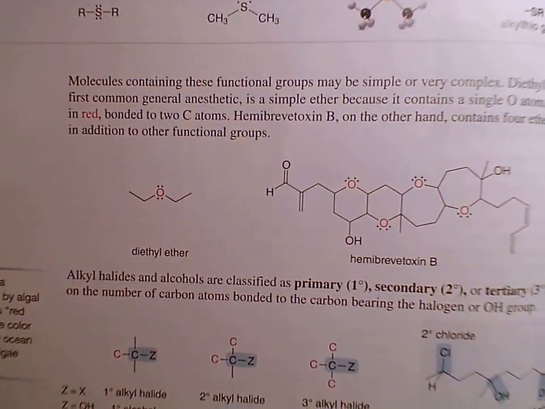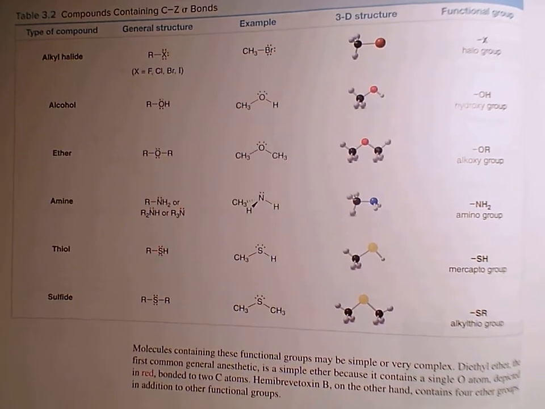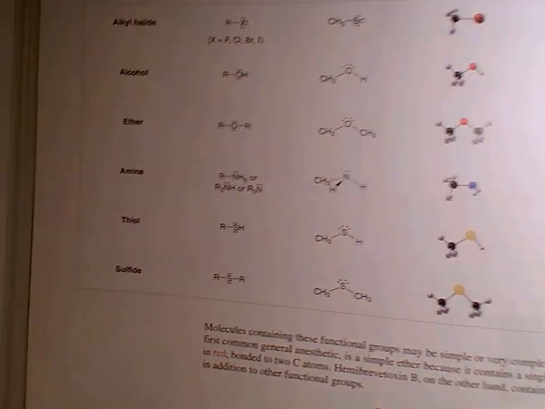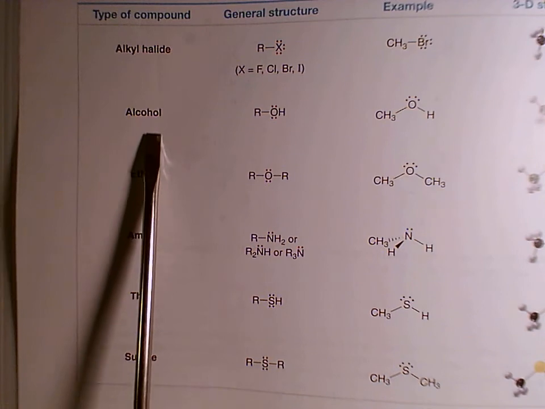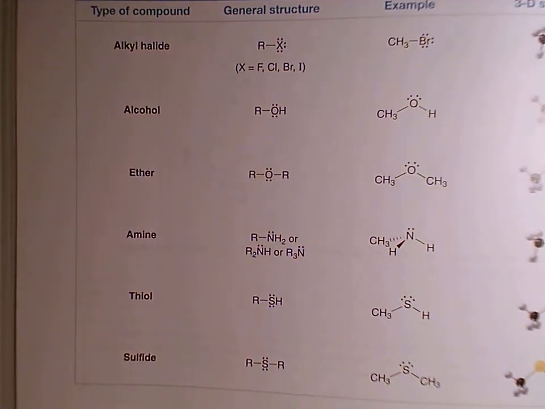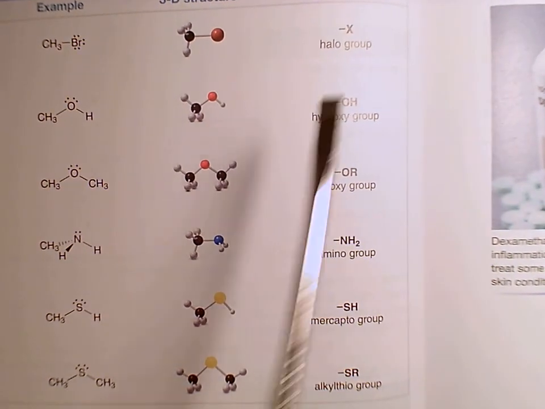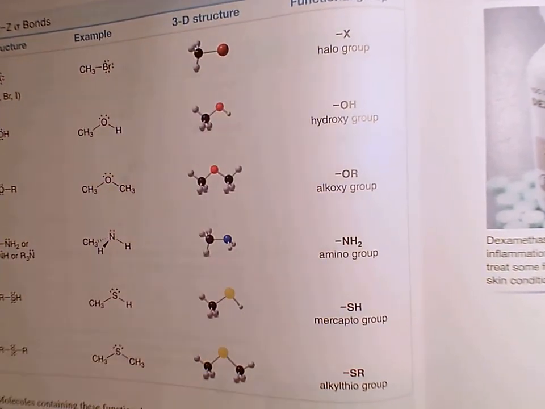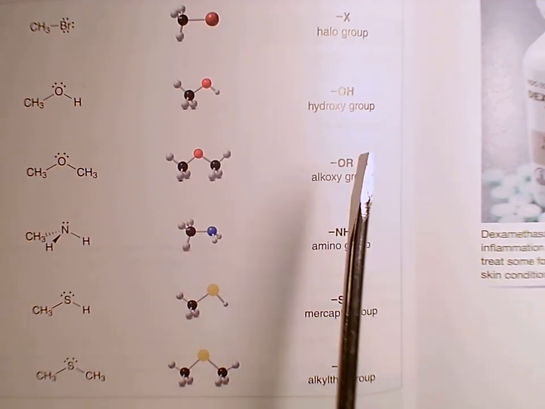Table 3.2, we start getting into other functional groups here. The alkyl halide, alcohol, ether, amine, thiol, sulfide. And as I said before, where here it says type of compound, this is functional group. Everyone calls the ROH the alcohol functional group. What it is calling the functional group in your table, it says that this is the functional group up here for these guys. I'm calling it basically a piece or a part of the real functional group.